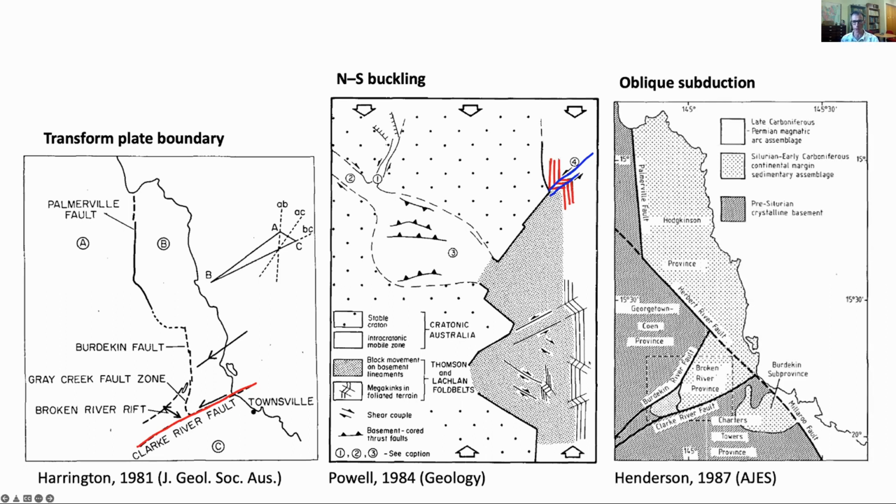And Bob Henderson suggested an orocline formation in response to oblique subduction, which first led to a strike-slip movement between the accretionary complex rocks and the forearc basin rocks of the Broken River province, and the subsequent westward displacement of the western part of that province.